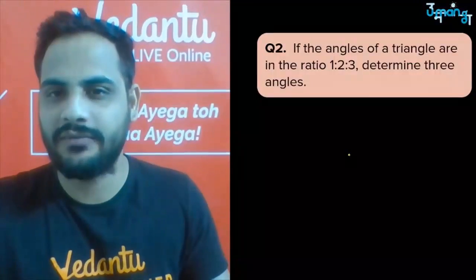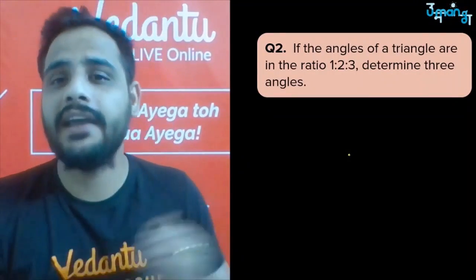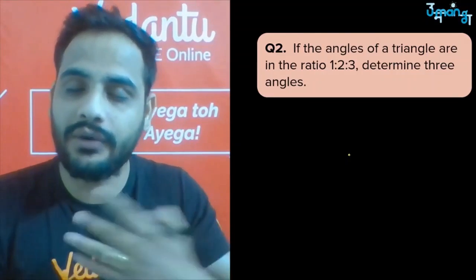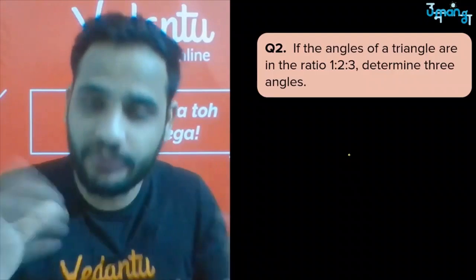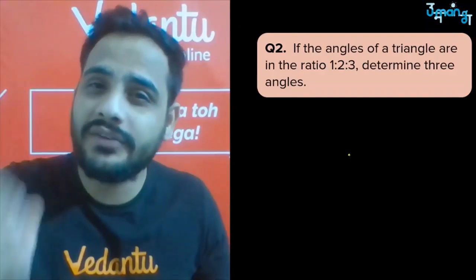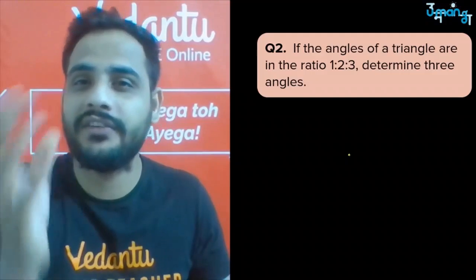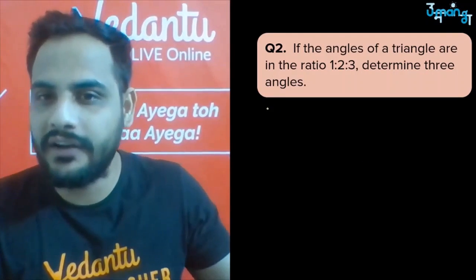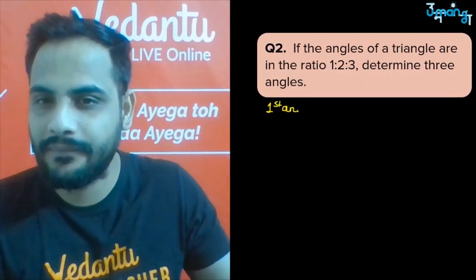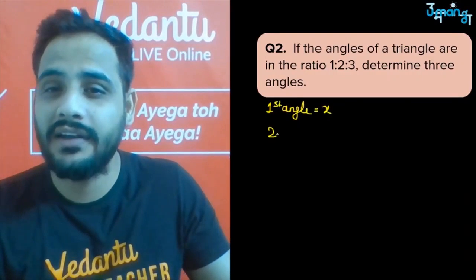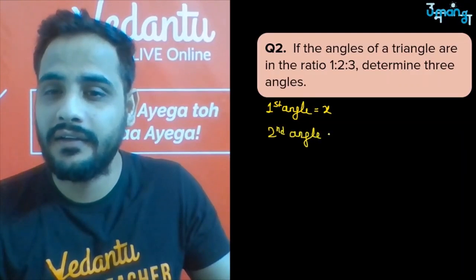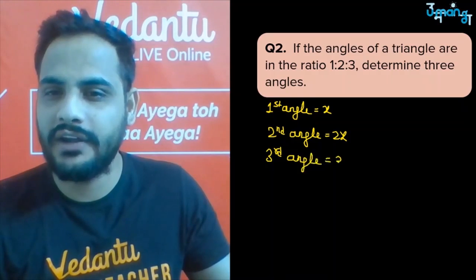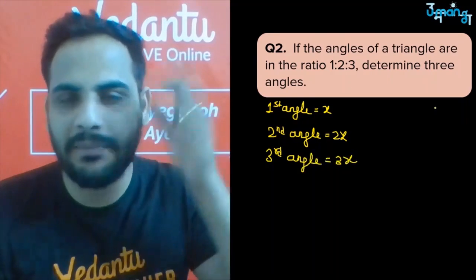Okay, let's move to the next question. If the angles of a triangle are in the ratio 1:2:3, determine the angles. Now look, seeing a ratio, I feel the happiest. Why? Because when the ratios are given, the equation formation is very easy. Three angles are in the ratio 1:2:3. So let us say my first angle is x, the second angle is 2x, and my third angle is 3x, because it is 1:2:3. Multiply the ratio with x.